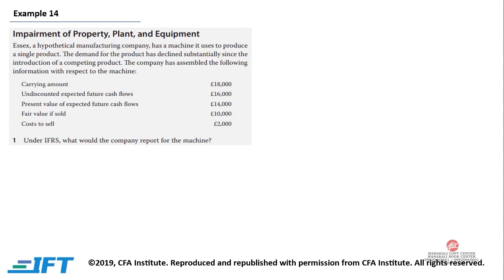Example 14, impairment of property, plant and equipment. Essex, a hypothetical manufacturing company, has a machine it uses to produce a single product. The demand of the product has declined substantially since the introduction of a competing product. The company has assembled the following information with respect to the machine. So 18,000 is your carrying amount. Present value of expected future cash flows or value in use is 14,000. Fair value minus cost to sell is 8,000.